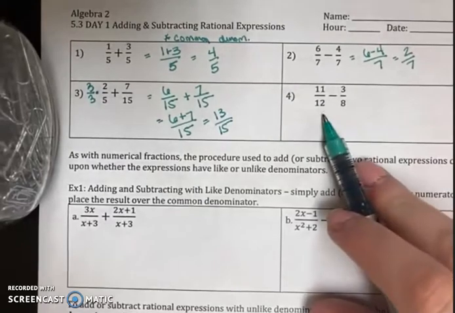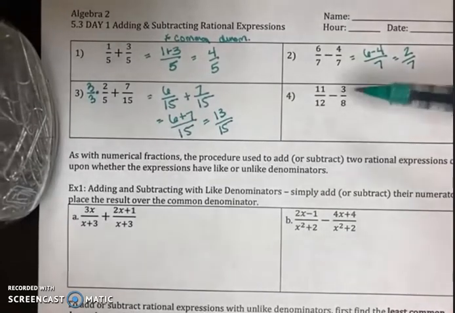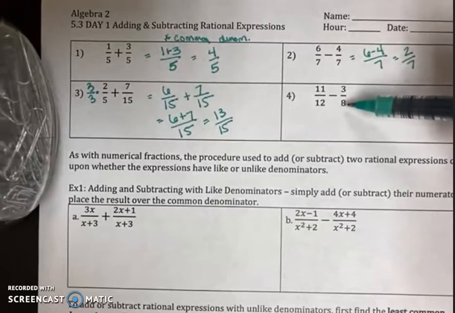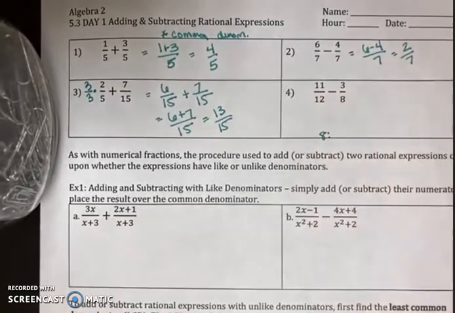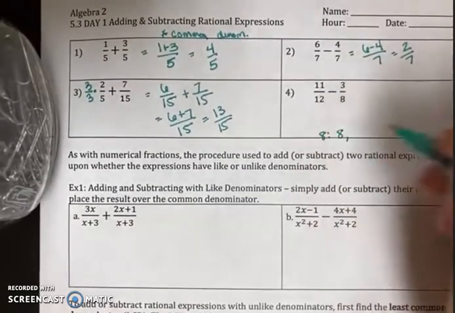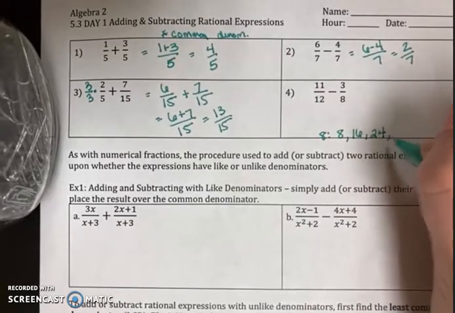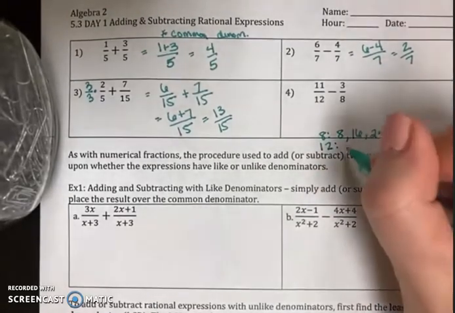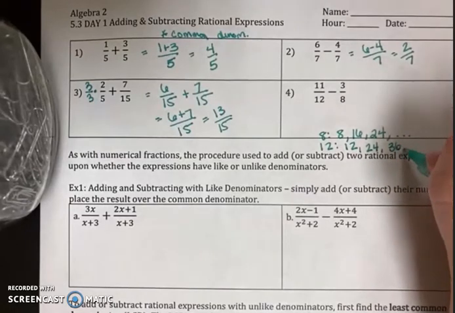Number 4, once again, we do not have a common denominator. Now, this one's not as easy, because I can't just multiply one of the numbers by something in order to get the other. For example, let's say I was looking at the 8 and wanted to ask myself, what do I multiply 8 by to get 12? Well, nothing, because the multiples of 8 are 8 times 1, which is 8, 8 times 2, which is 16, 8 times 3, which is 24, so on and so forth. The multiples of 12 are 12 times 1, which is 12, 12 times 2, which is 24, 12 times 3, which is 36, so on and so forth.